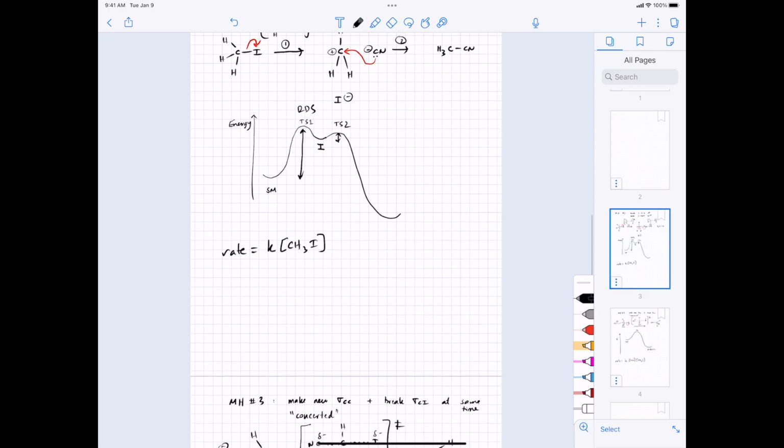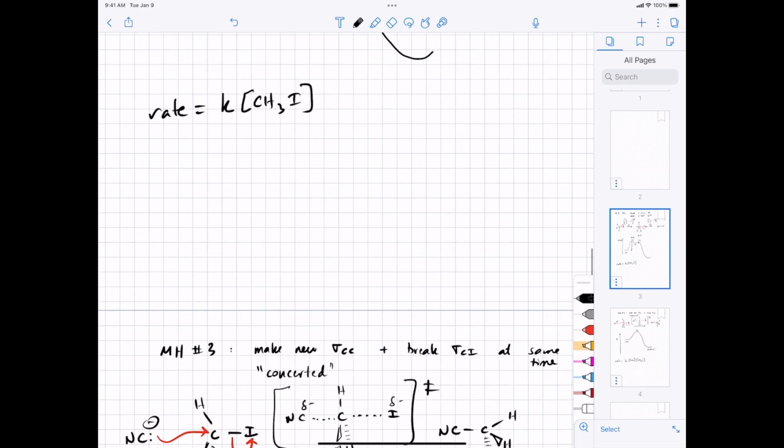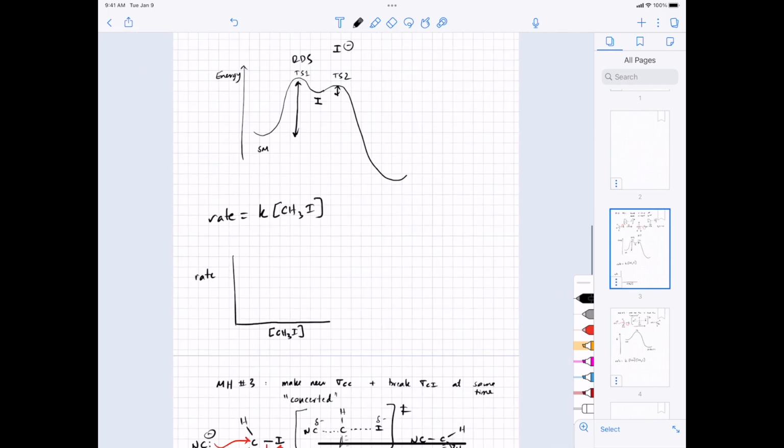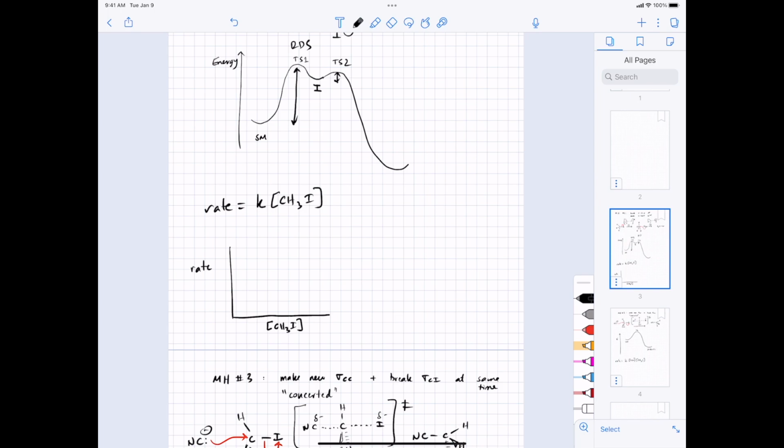All right, how do we measure rate? You need a way to detect the appearance of one product versus another. Sometimes you can do this through chromatography, gas chromatography, or HPLC, or NMR, which we'll learn about later. The exact experimental technique isn't important. But if you could imagine measuring the rate of a reaction and varying the concentration of methyl iodide, if this mechanism were actually operative here, you would expect the rate to increase linearly as you increase the concentration of methyl iodide.